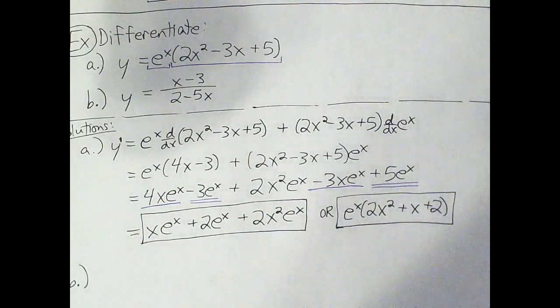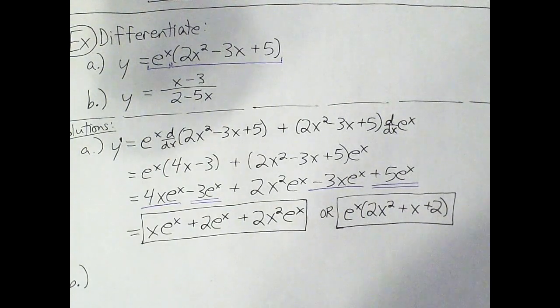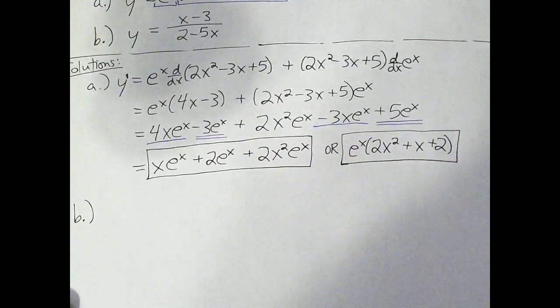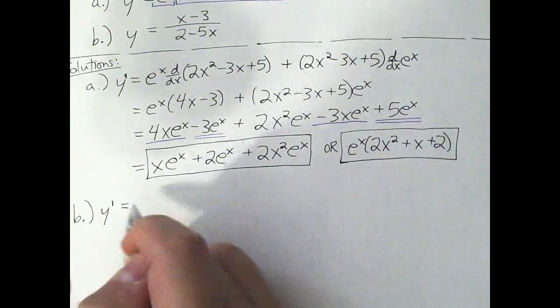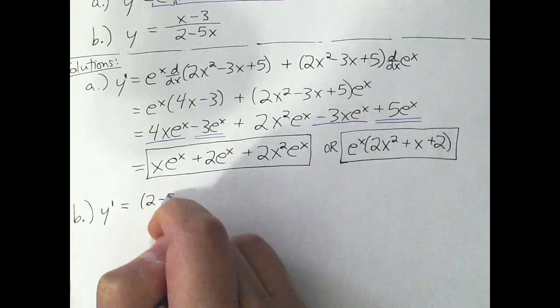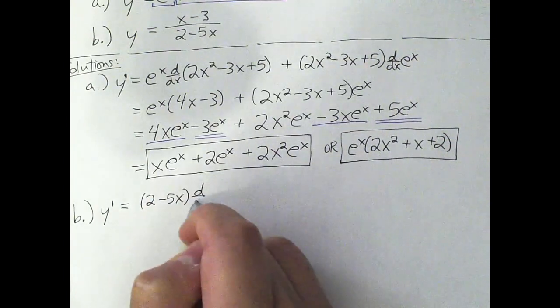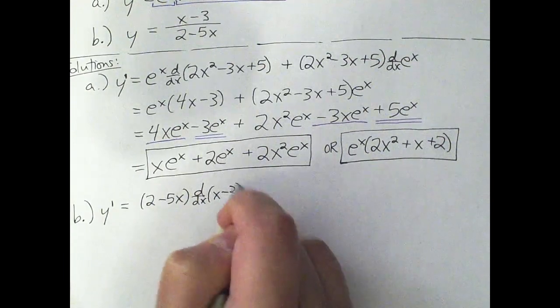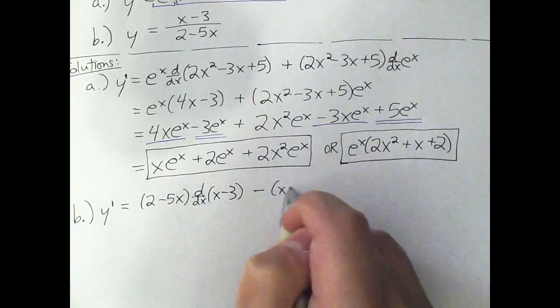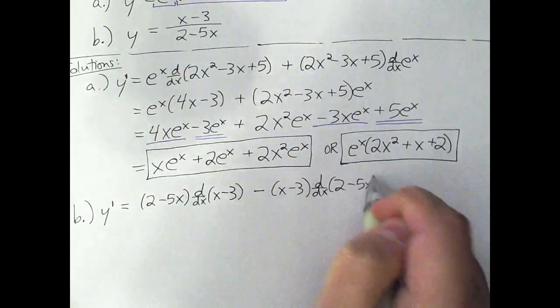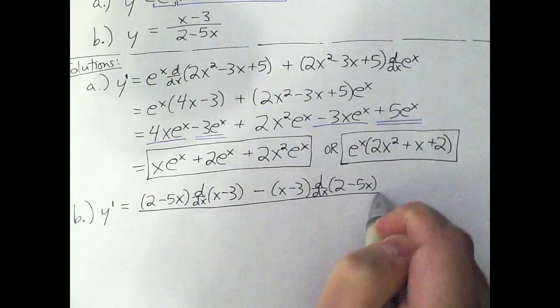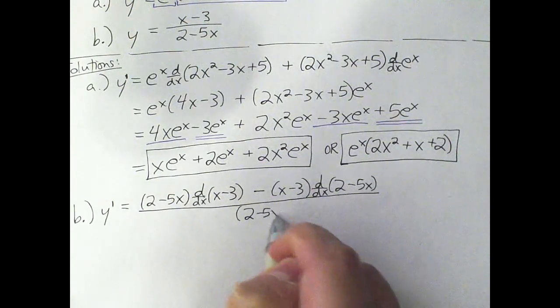So let's talk about part B. Part B is going to use the quotient rule. And we might have to be careful about pluses and minuses when we're doing the quotient rule. Okay, y prime equals bottom function times derivative of the top minus sign top function times derivative of the bottom. All of that is over the bottom function squared.